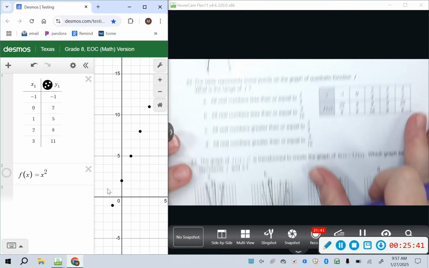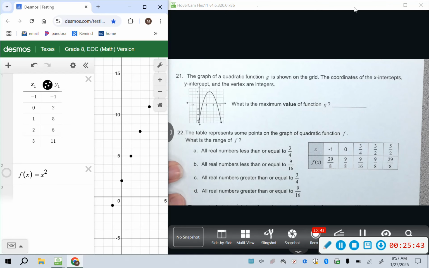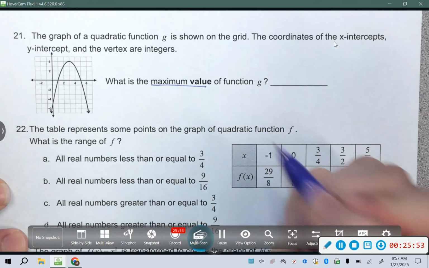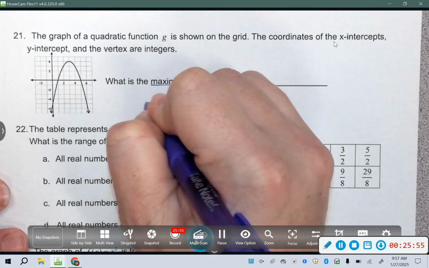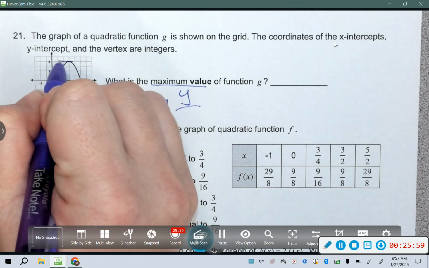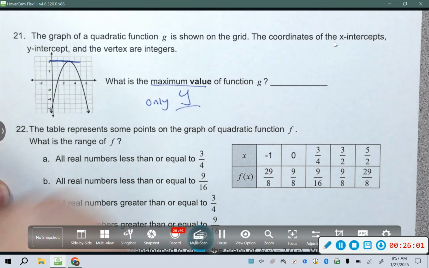Number 21. Here it says the graph of a quadratic function g is shown on the grid. The coordinates of the x-intercepts, y-intercepts, and vertex are integers, which just means numbers. What is the maximum value? Remember, maximum value is only y. So I want to know the height, just like if you're measuring a person. So my height is 4.